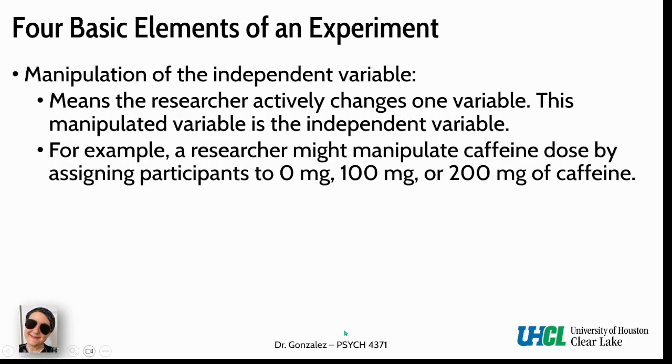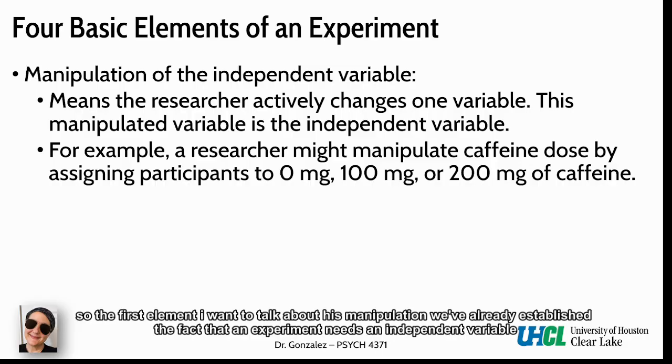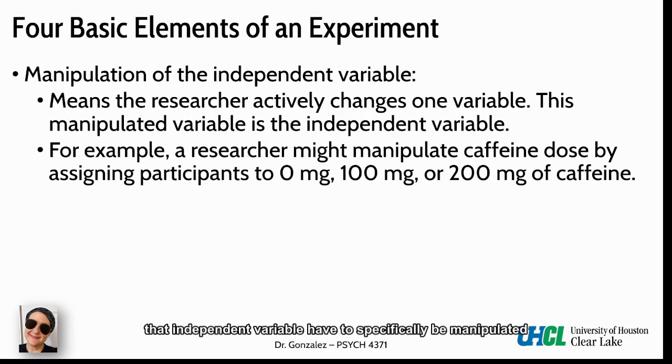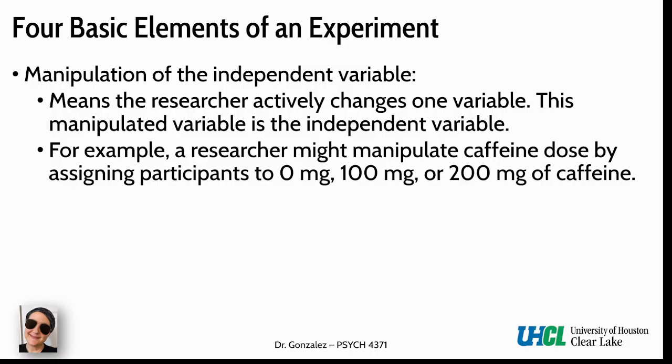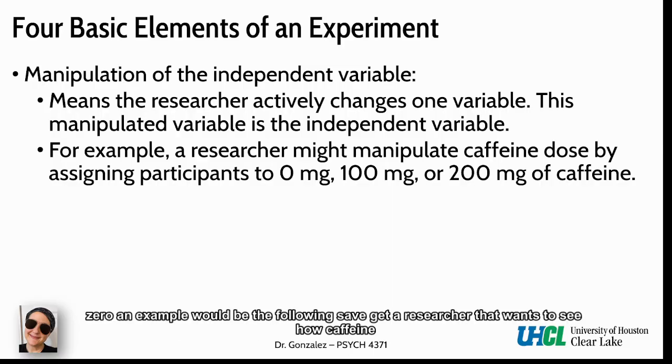Let's talk about the four basic elements of an experiment. The first element I want to talk about is manipulation. We've already established the fact that an experiment needs an independent variable. That independent variable has to specifically be manipulated. That means you as the researcher are going to actively change one variable, and that manipulated variable is called the IV.